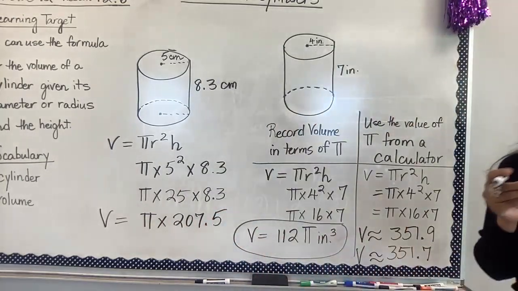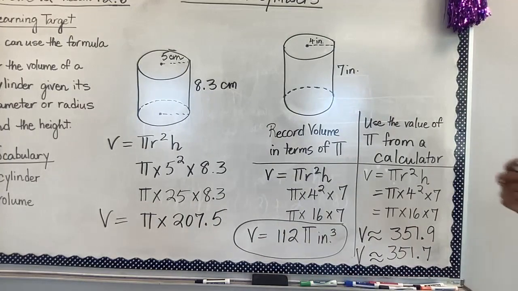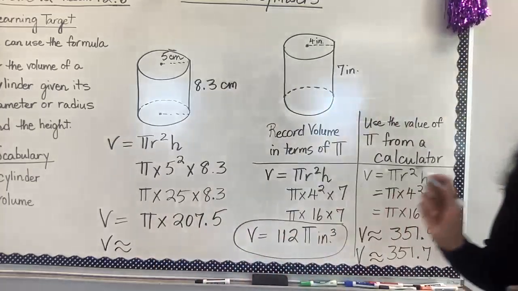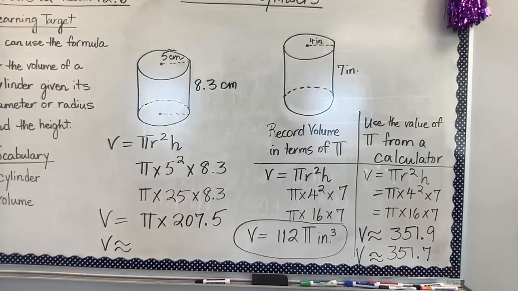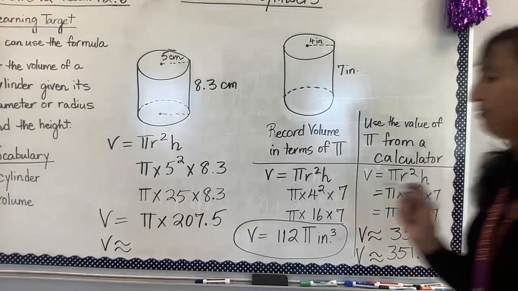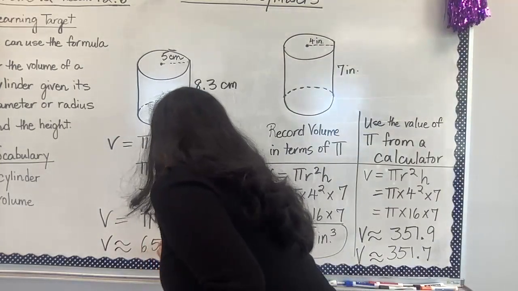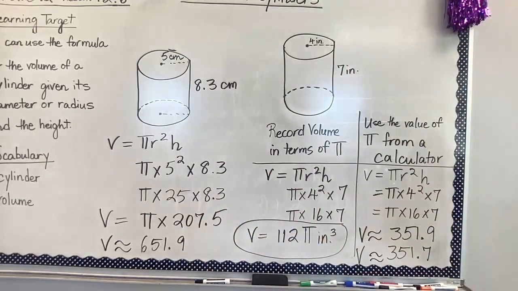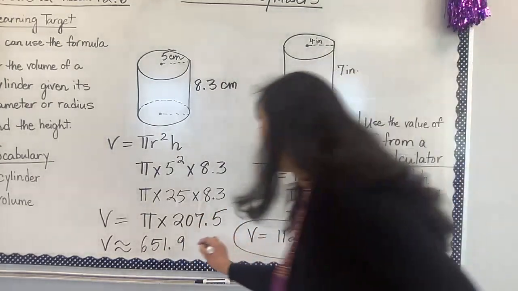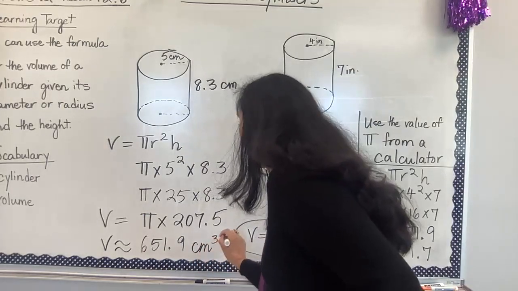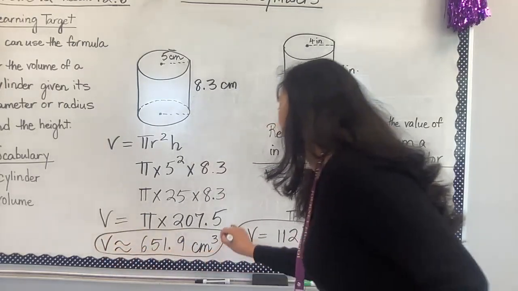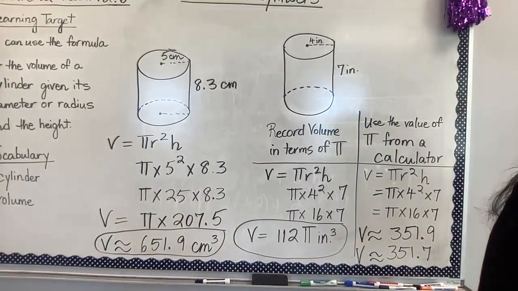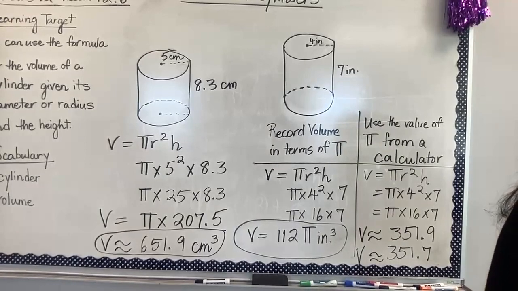And then I am going to use a calculator and I get volume is approximately 651 and 9/10. And please remember that it's a cubic unit, so it's going to be centimeter cubed. Okay, and this is how we find the volume of a cylinder. So let's do another example.